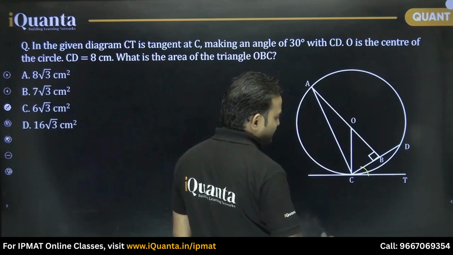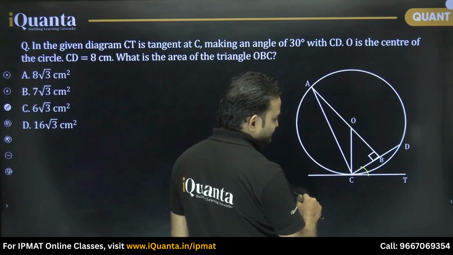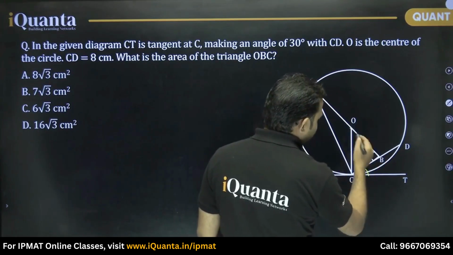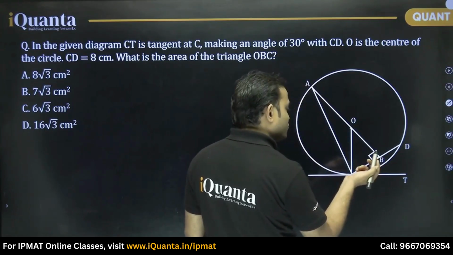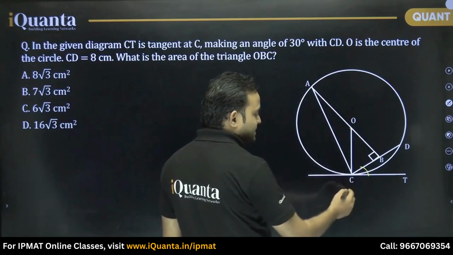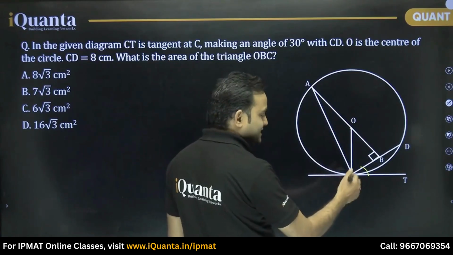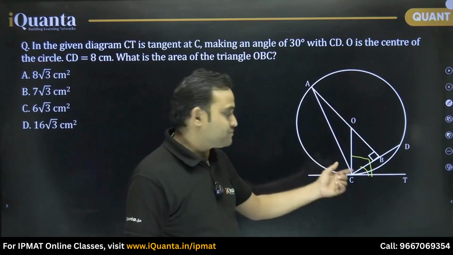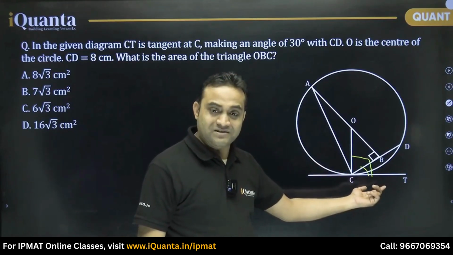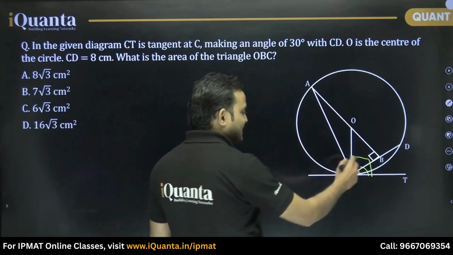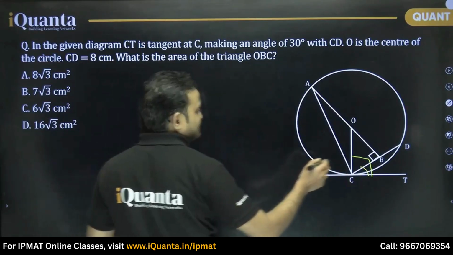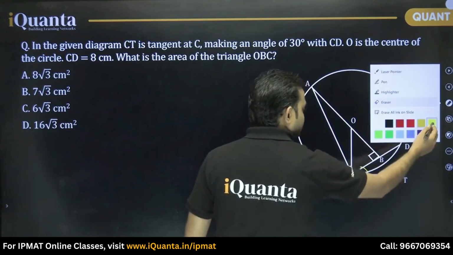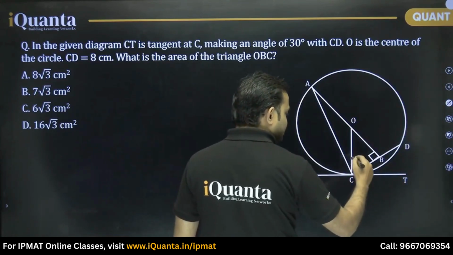First of all, if this angle is 30 degree and I join, right, so OC is the radius, right? Can I say this whole angle will be 90 degree? The radius is always perpendicular to the tangent, right? So if this angle is 90 degree, can I say that angle OCB, this angle will be 60 degree?